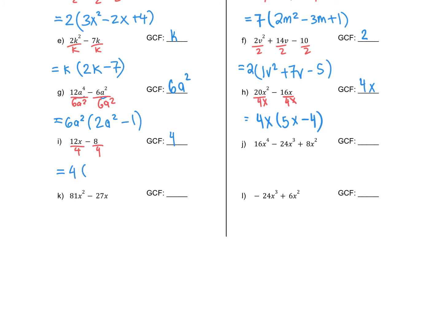Now for communication, please make sure you start each line with an equal sign. 12 divided by 4 is 3, and the x just stays. Negative 8 divided by 4 is negative 2, and that's it.